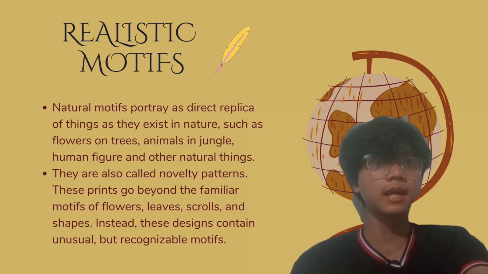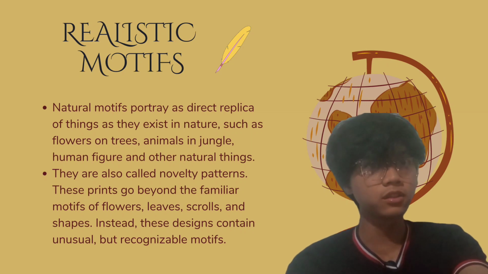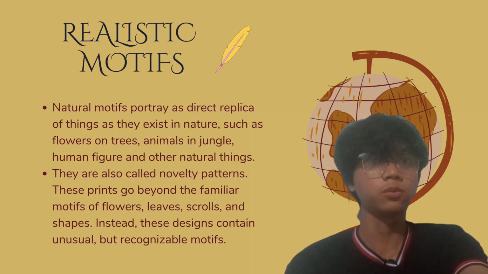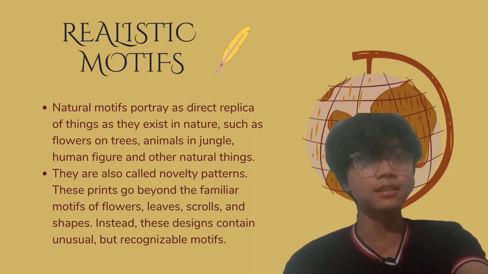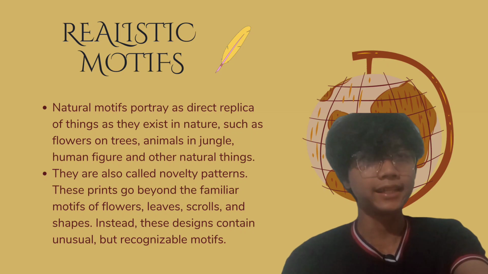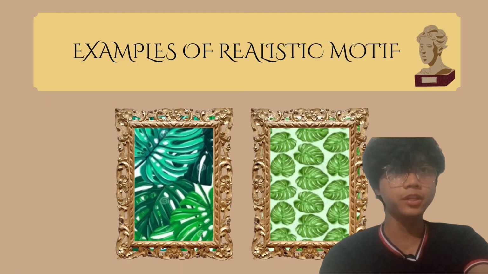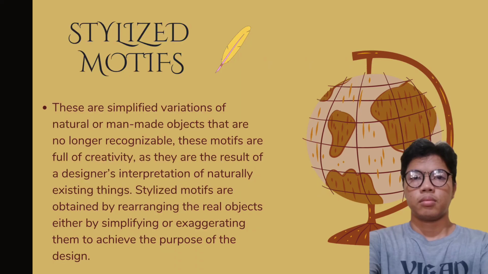Natural motifs portray a direct replica of things as they exist in nature. This means that this type of motif displays a more realistic subject, or the elements found in this motif have a natural subject, or are closely identical to the thing they are portraying. It is also called novelty patterns due to its nature, in which it represents the thing that it portrays in a way that is not completely identical, but is also recognizable. We have here two examples of realistic or natural motifs.